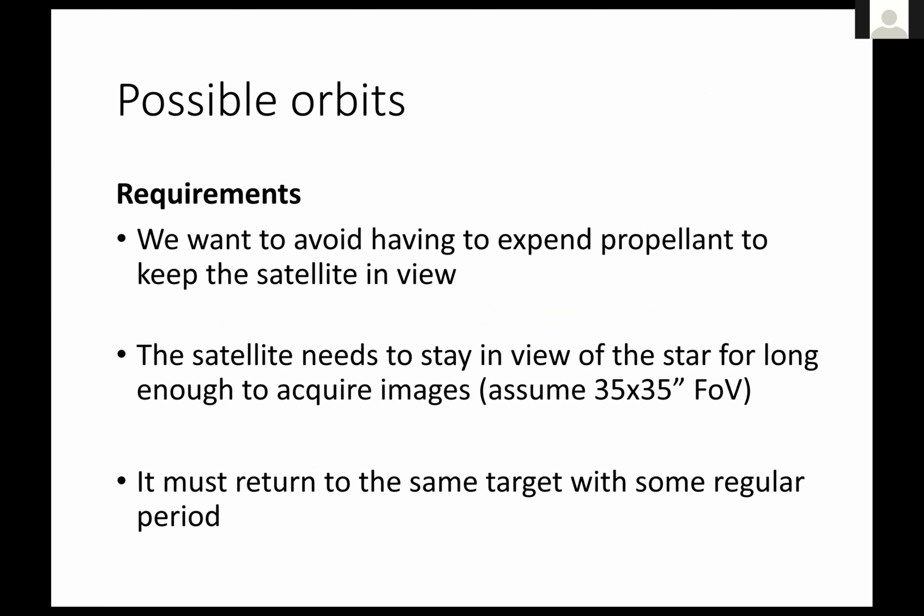As a requirement to keep the mission somewhat in the realm of feasibility, we'd want to not have to expend propellant to keep the satellite in view of the target. And we'd want the satellite to stay in view of the target for long enough to acquire images. There's some delay for an AO loop to close and to stabilize, so we don't want to have to do this too often if there are multiple satellites coming into view, for example. It also must return to the same target with some regular period so that we can undertake observations multiple times.